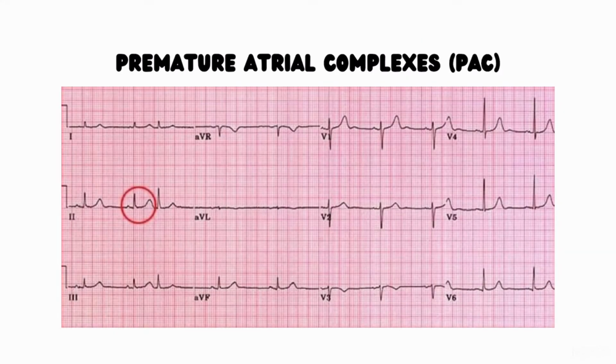Notice this premature atrial complex circled in red. It does not follow the regularity of the other heartbeats. It's early. However, it still has the P, QRS, and T waves of a normal heartbeat.